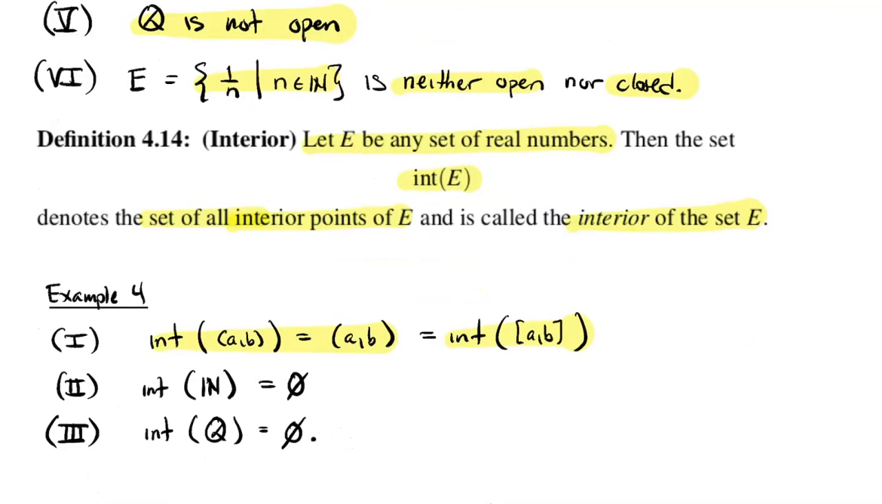The interior of the natural numbers is empty. There are no interior points in N. There are no interior points in Q. So those sets have empty interiors. Also open sets. The interior of N is open. It's empty.